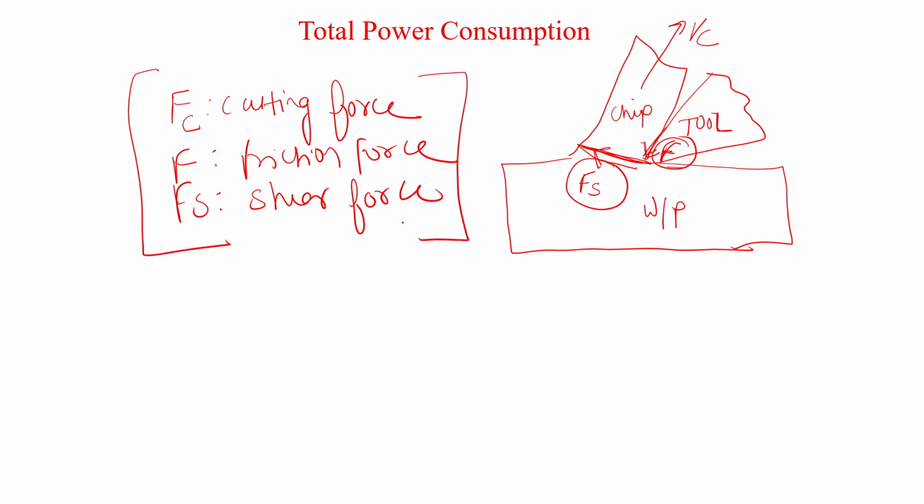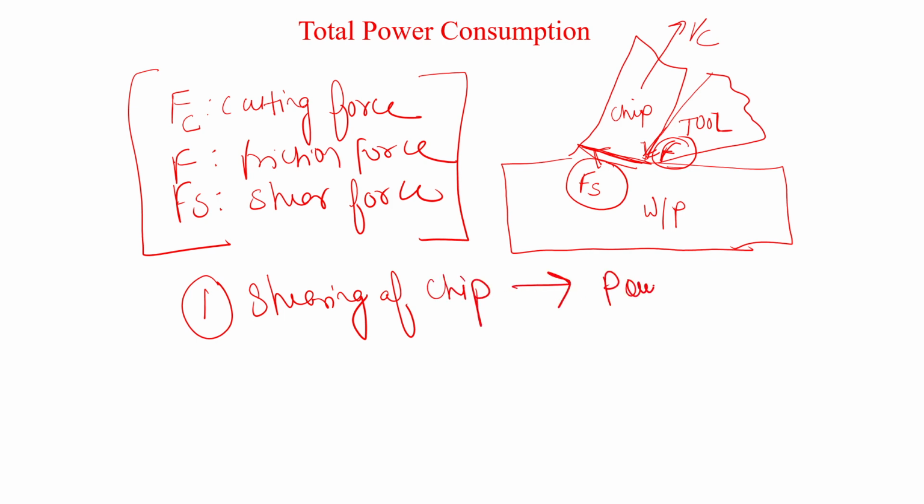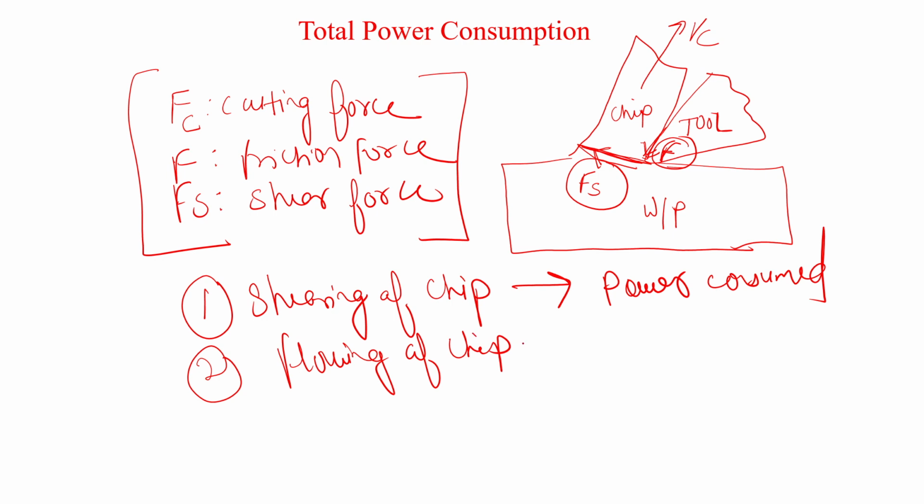These are the three major forces which are responsible for the power consumption. So whenever a chip flows, what is the first step? First step is the shearing of chip. So here power will be consumed because of the chip. Second will be the flowing of chip into the rake surface. Here also power will be consumed, right?